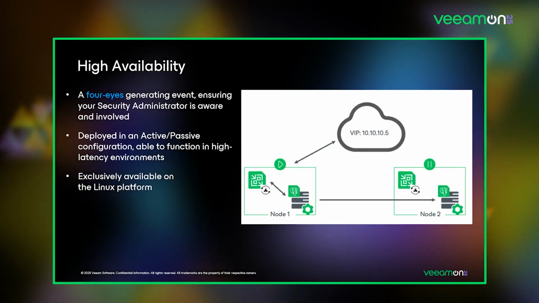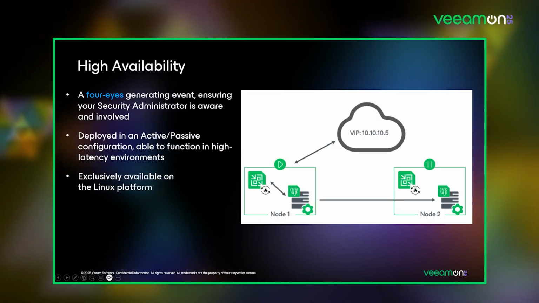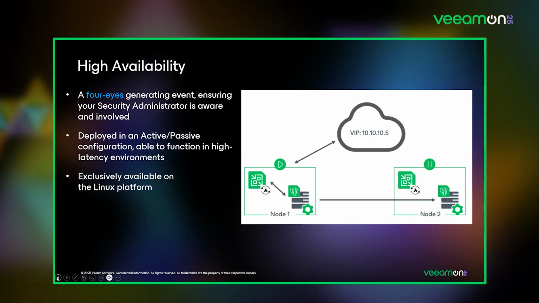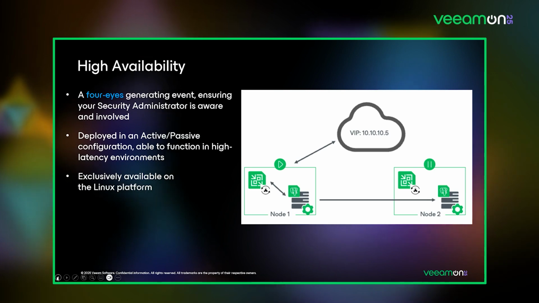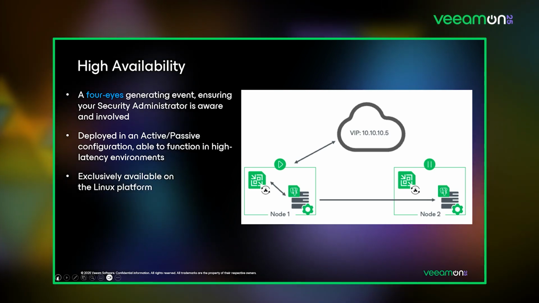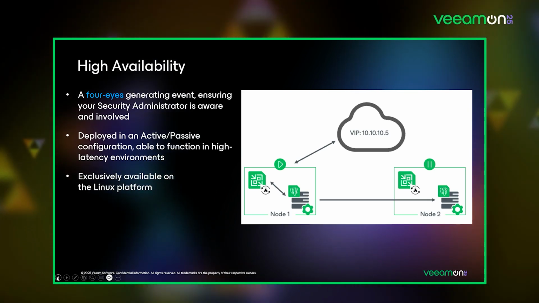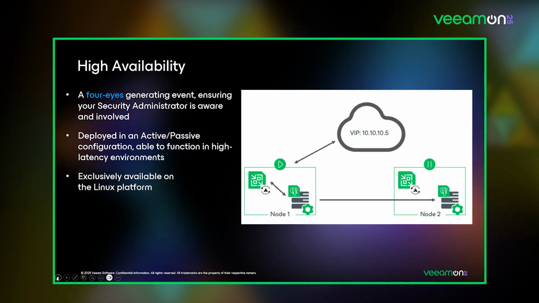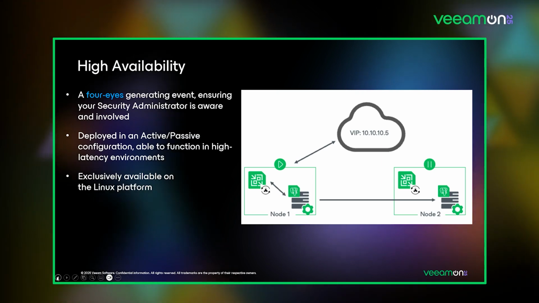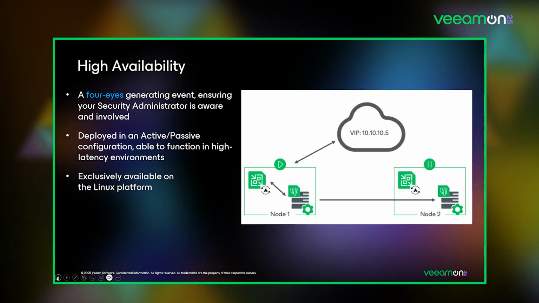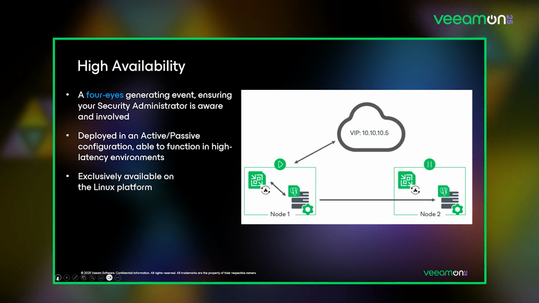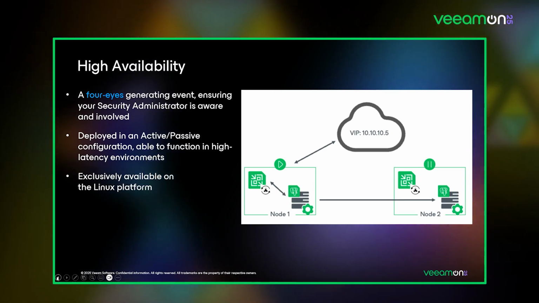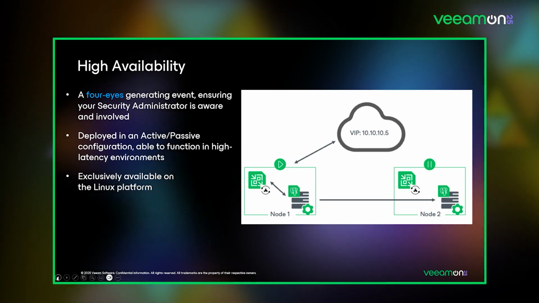To further enhance security and accountability, we have now implemented a Four Eyes authentication model with the high availability model. This means whenever a critical event is generated, like a sensitive restore or a configuration change, it's going to require a second set of eyes, which is going to come from your security administrator. So they'll get notified and immediately involved, basically assuring that they have full oversight on high impact actions.